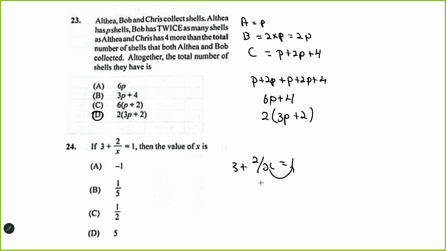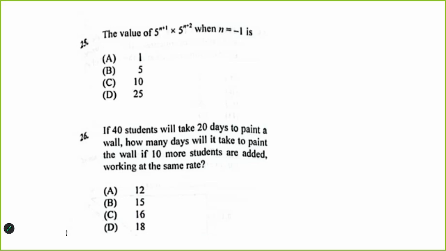Carry across this. This is going to be, hold on, 3. So that means this here is 3 plus what would give you 1? 3 plus minus 2 would give you 1. So 2 over x is minus 2. So therefore this one has to be negative 1. Right? So using the answers you can do that. Right?